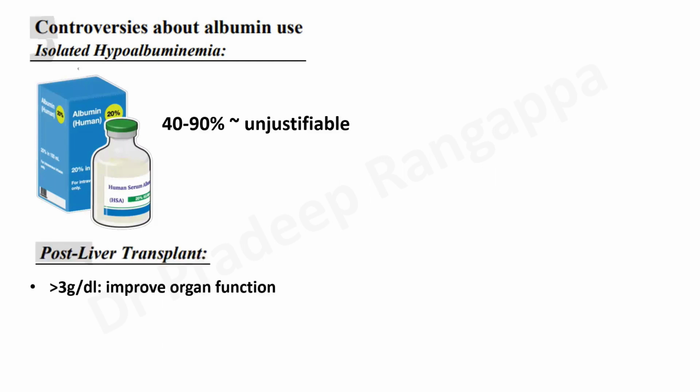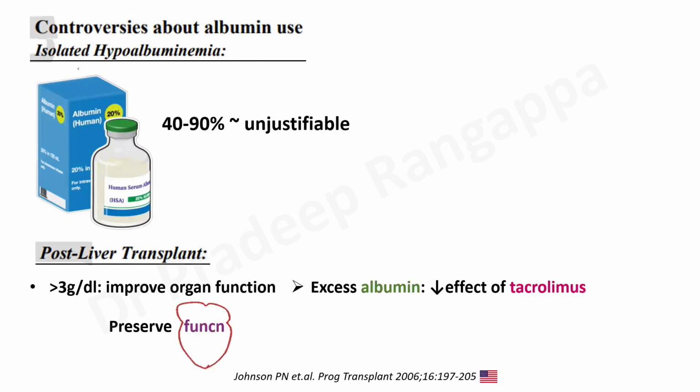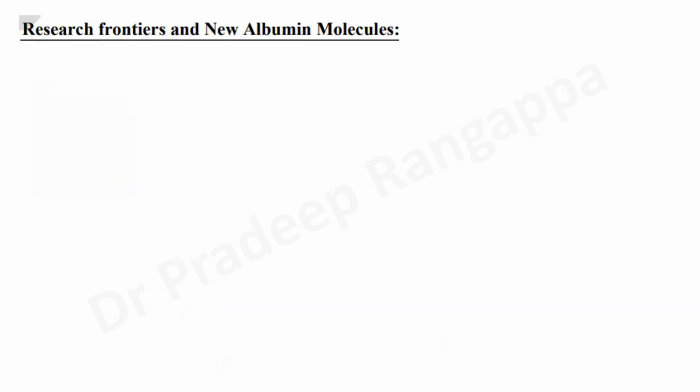Post liver transplant is a controversial area. Maintenance of albumin at more than 3 grams per deciliter has been shown to improve organ function and preserve cardiovascular function. But what has been shown in liver transplant is that giving albumin infusion reduces the effect of tacrolimus, which can increase the risk of graft rejection. So this is another diabolical side of using albumin in liver transplant, which one needs to keep in mind.